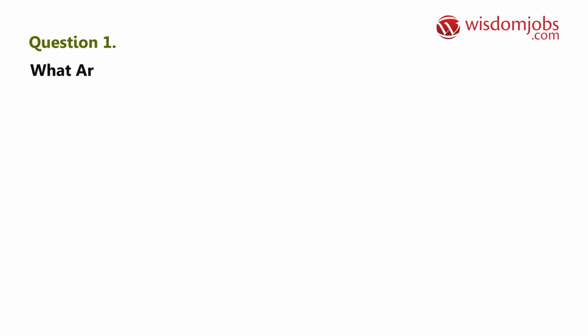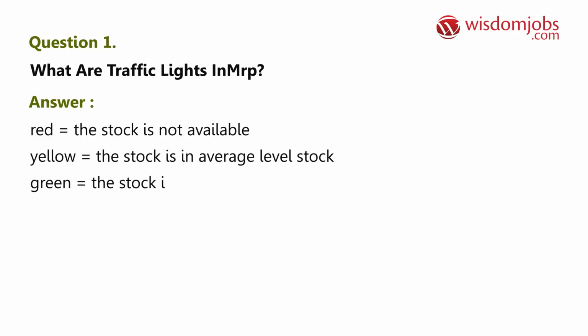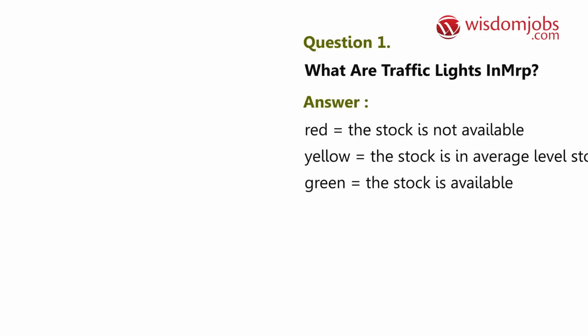Question 1. What are traffic lights in MRP? Answer. Red equals the stock is not available, yellow equals the stock is in average level stock, green equals the stock is available.